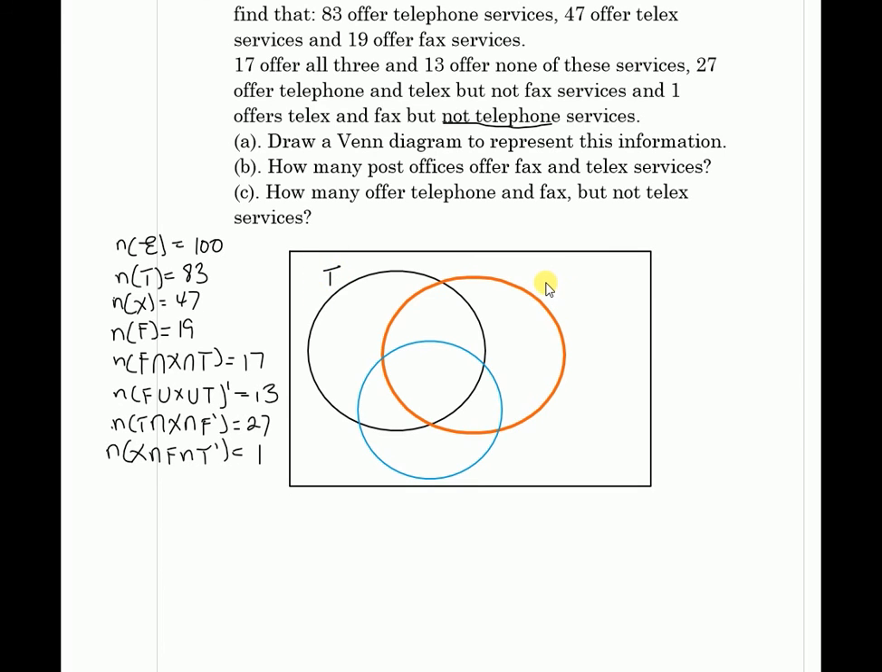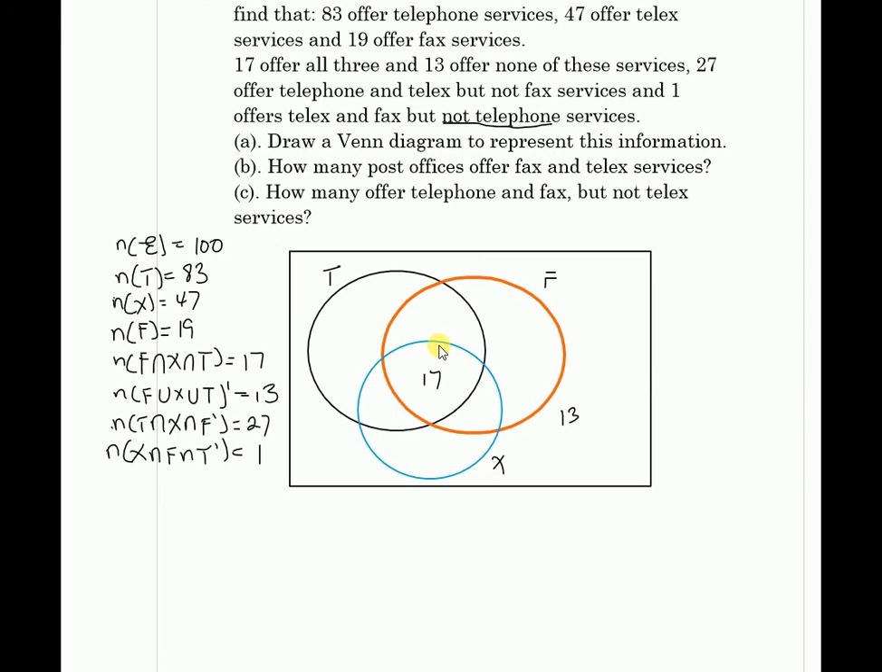Let's call this T, call this F, call this X. We have the 13 out here, the one existing in the complement of the union. Then the other one to be put is this 17, so we shall put it there also.